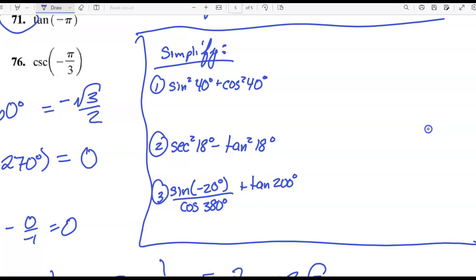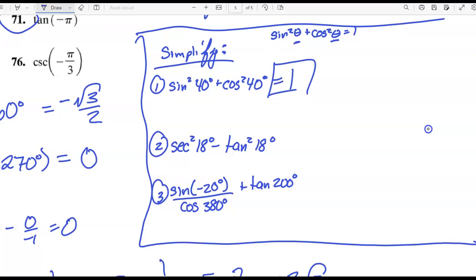Okay, so what if we want to do these? Let's start with that first one. Sine squared 40 degrees plus cosine squared 40 degrees. That one goes back to our Pythagorean identity, right? And what this is saying is it doesn't matter what that angle is, as long as they're the same. Sine squared of some angle plus cosine squared of the same angle has to be equal to 1. So this guy's going to have to be equal to 1.